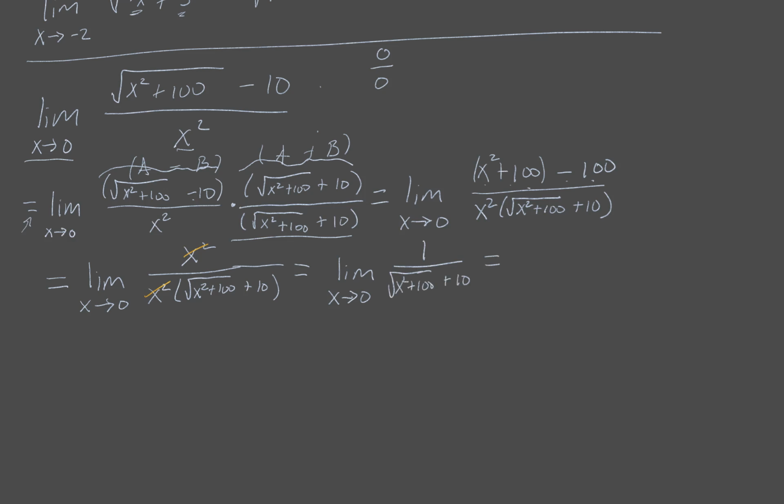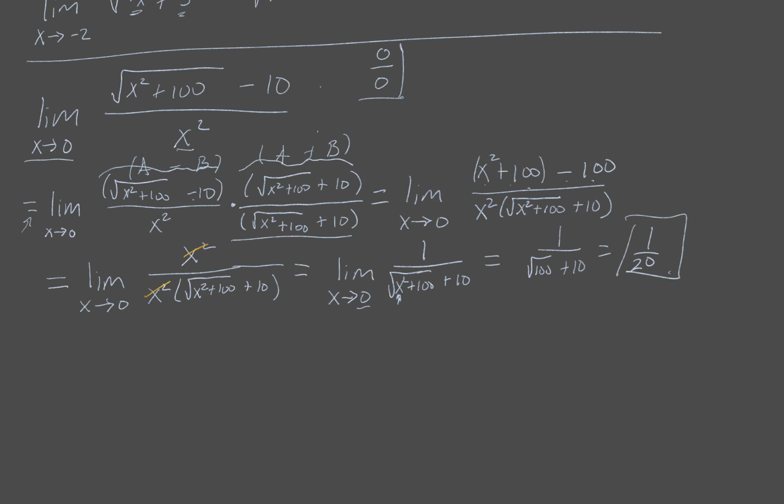Okay. Now if I plug in x equals 0 into this, I don't have division by 0 again. I don't have anything breaking, so we can actually evaluate this by putting in the 0 for the x squared. I get 1 over the square root of 100 plus 10, which is 1 over 10 plus 10, or 20. 1 over 20. So we had a 0 over 0, and we ended up being able to do some algebraic manipulation to compute the limit, which is going to be 1 over 20 in this case.